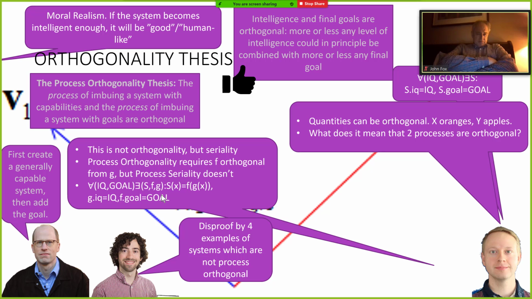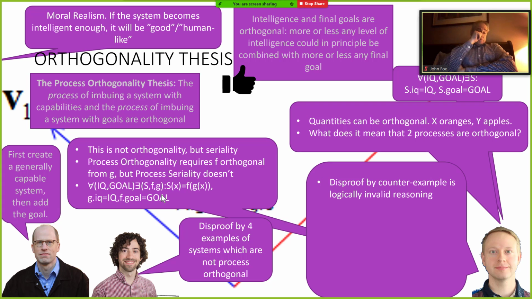Ben Garfinkel argues against this, and the way he tries to disprove this is by giving 4 examples of systems which are not process orthogonal. At least with my formalization, this is just logically invalid. You cannot prove that no such system can exist by giving 4 examples of non-process orthogonal systems.